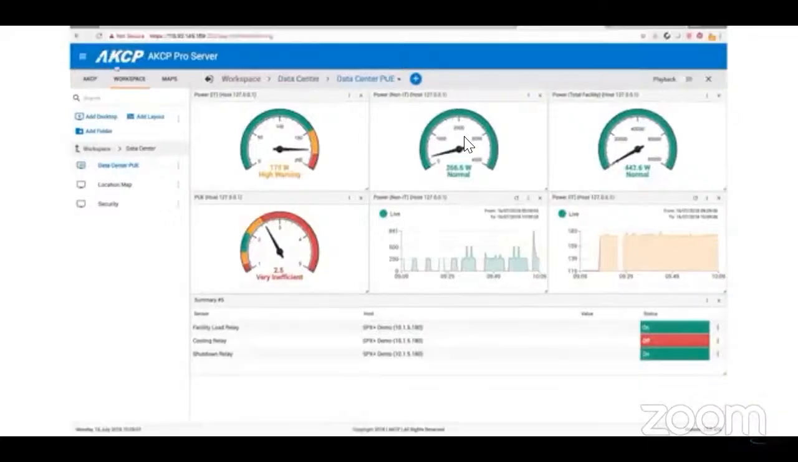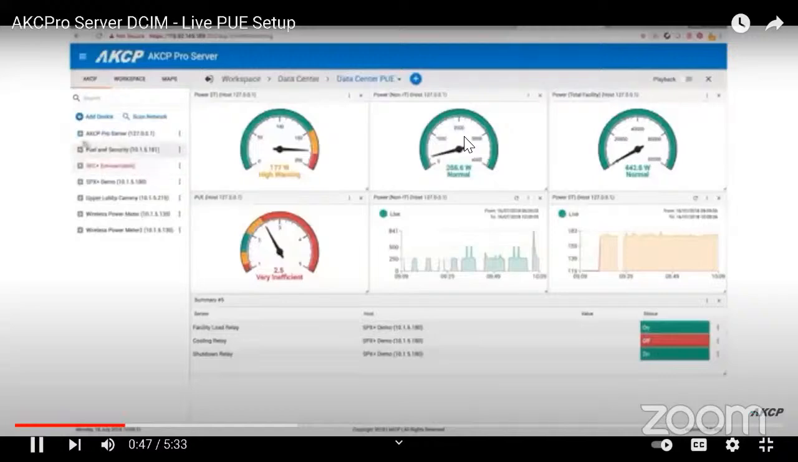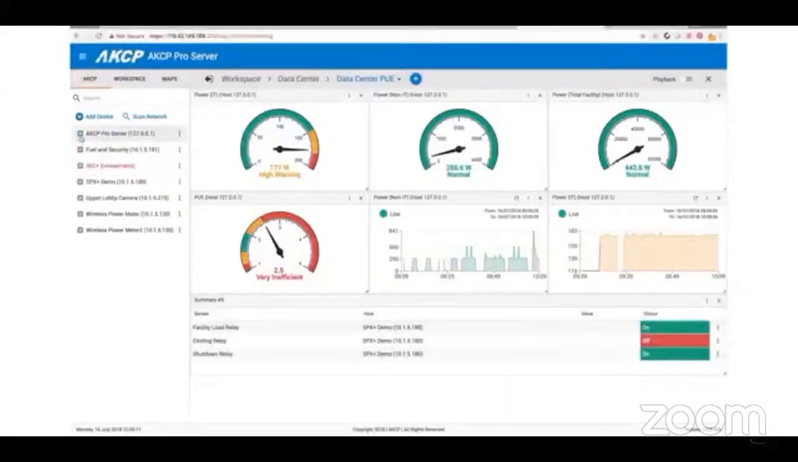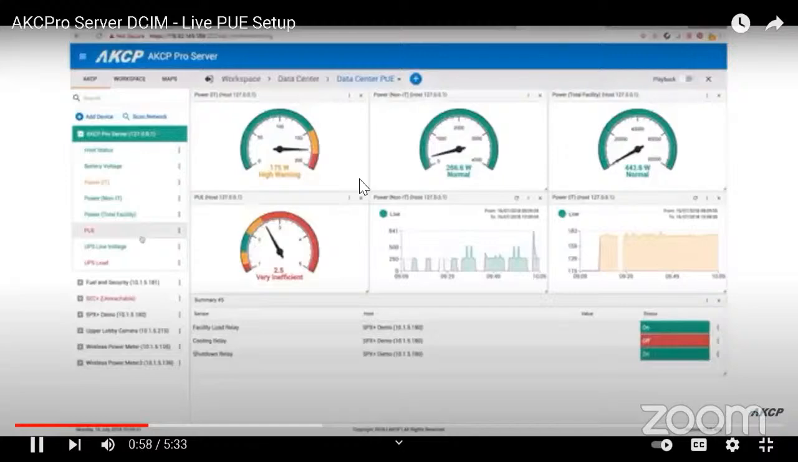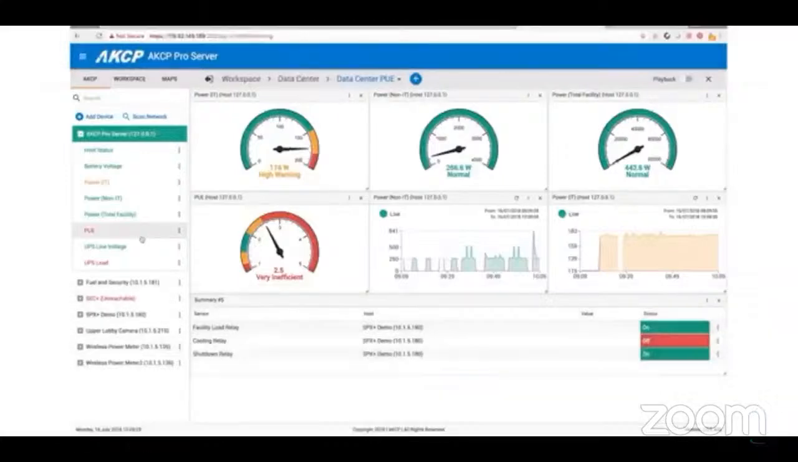So first thing you need to do is make sure that you have virtual sensor licenses for AKC Pro Server, which you can do by purchasing from sales@akcp.com. We sell license packs which allow you to unlock the virtual sensors within the server software there.